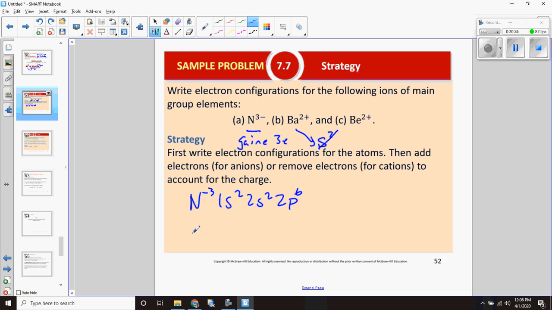Beryllium, I happen to know. Beryllium is 1s2, 2s2. So beryllium is in group 2, so it's going to lose these 2 electrons. So when it's done, the beryllium +2 atom is just going to have this electron configuration. Sorry, I'm being sloppy on the barium. I just don't have a periodic table in front of me.